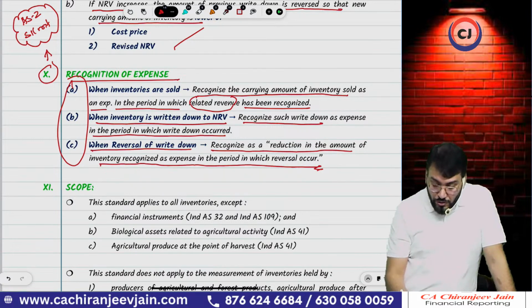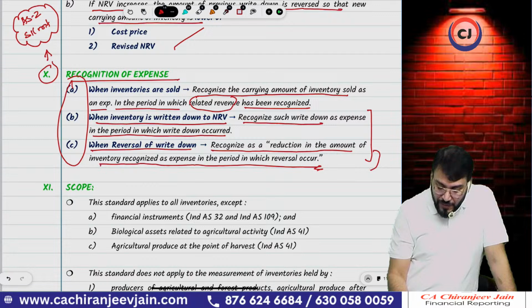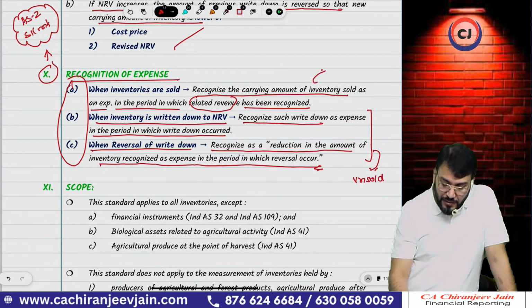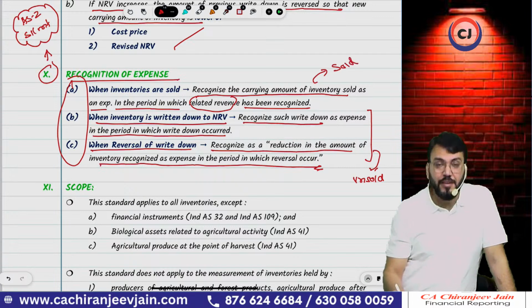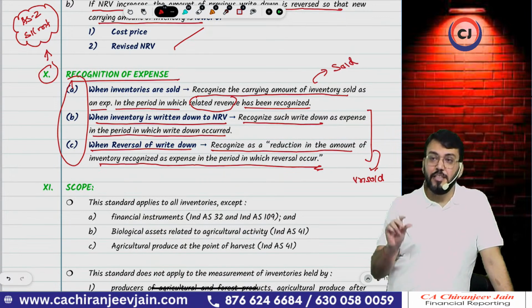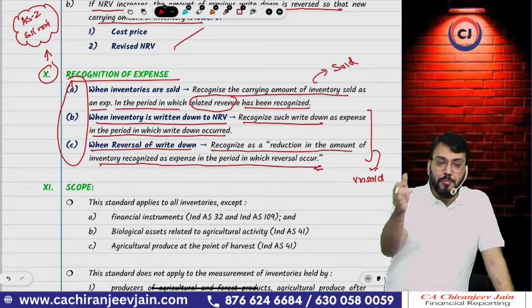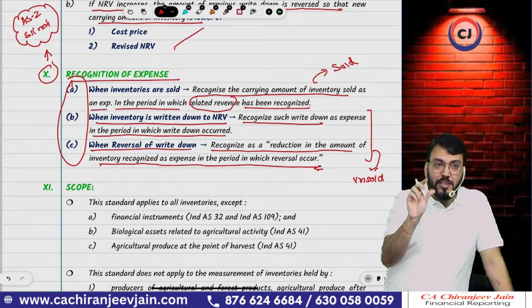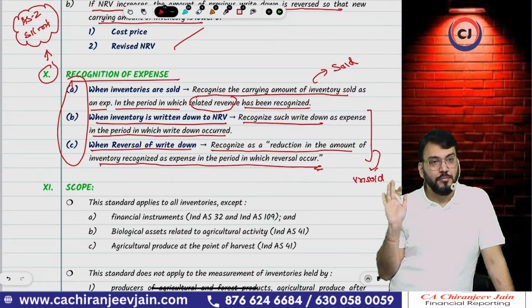Understood? So these two, B and C, are for unsold inventory. Point number A is for sold inventory, and point number B and C are for unsold inventory.